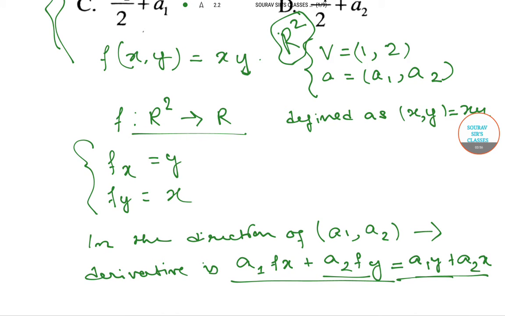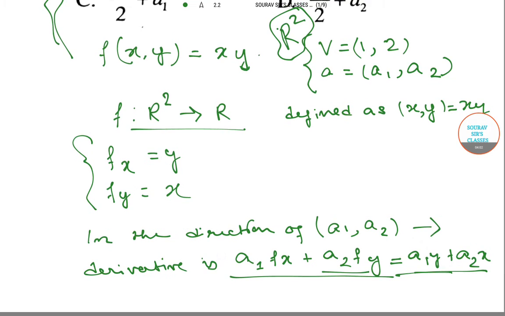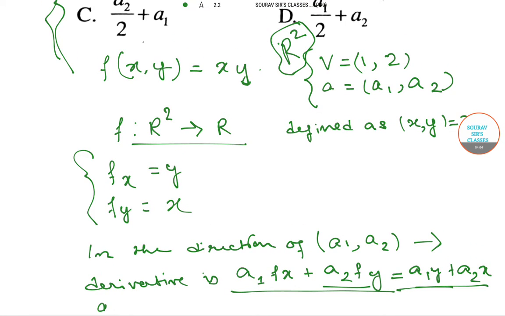Okay, I think there is no problem. So at point (1, 2), that is equals to 2a1 plus a2. We can write it this way.